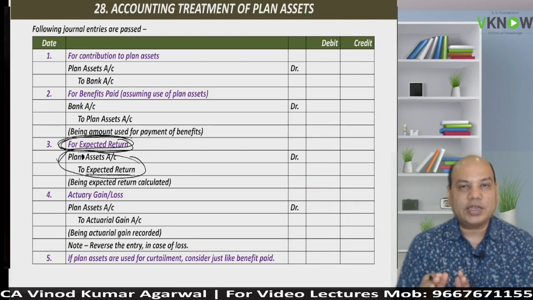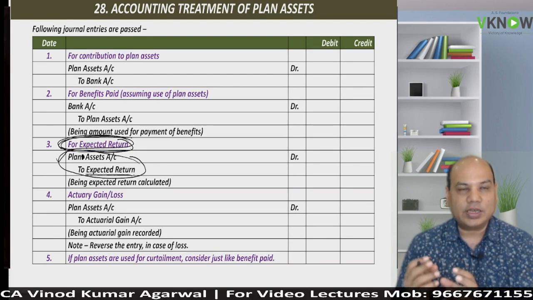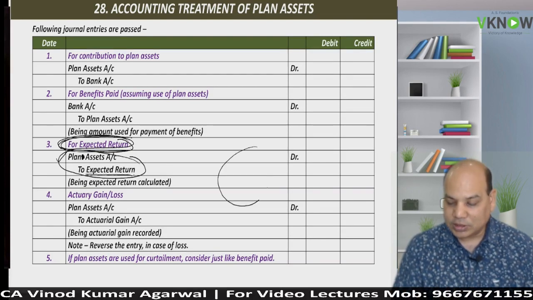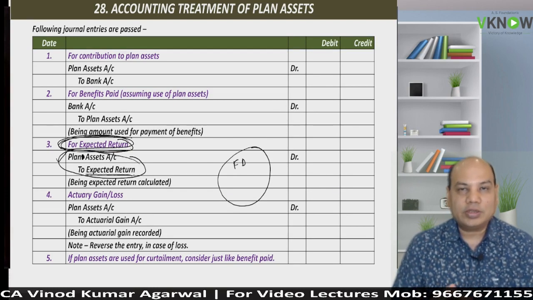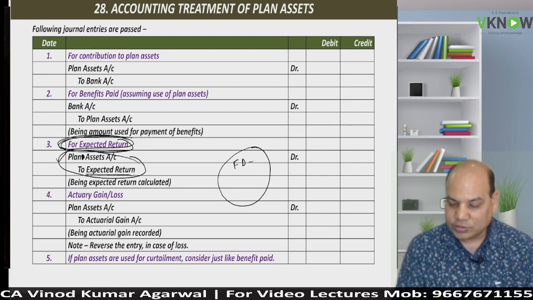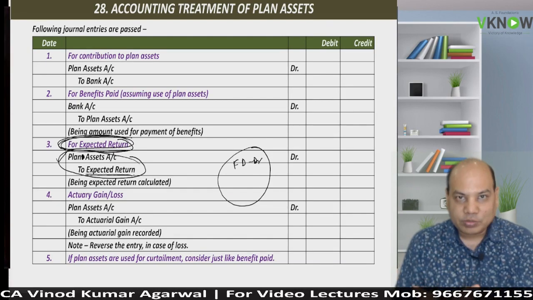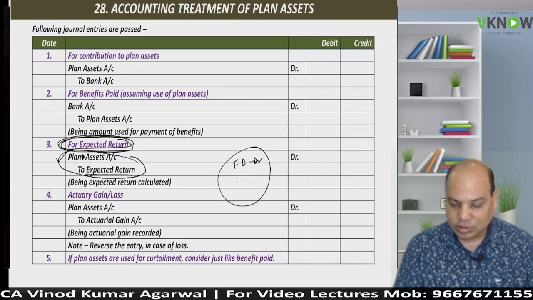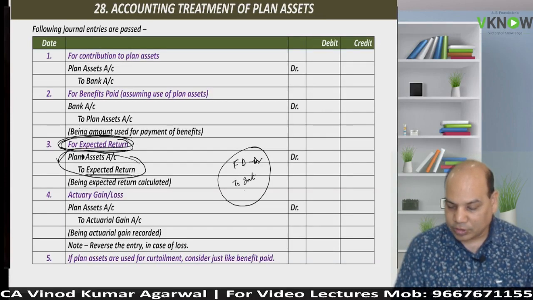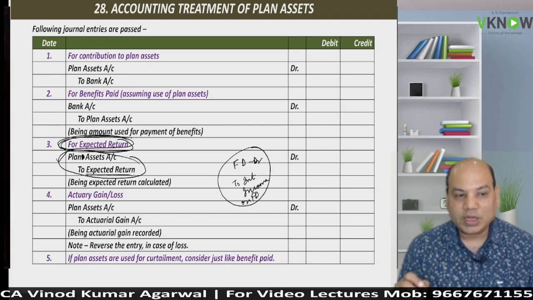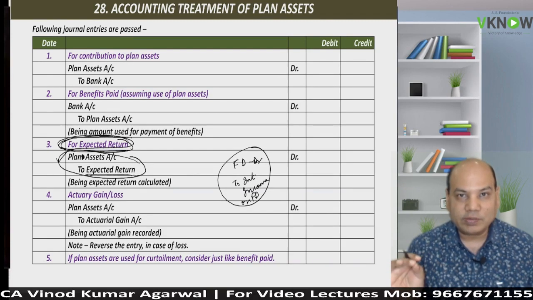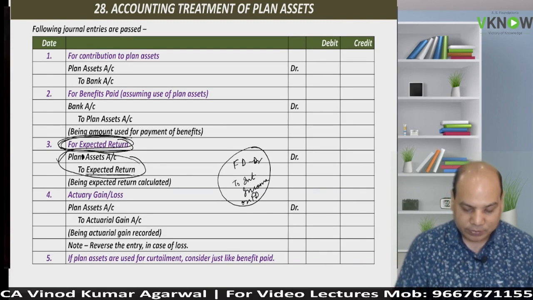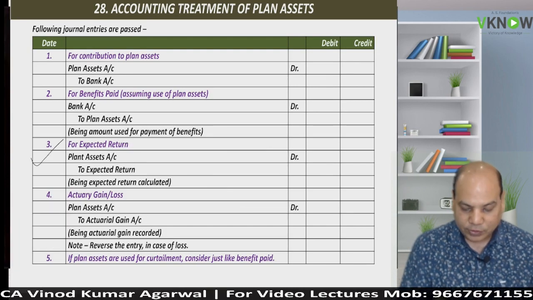It is like the entry for interest accrued. Suppose your parents have invested in a bank FD. At the end of the year, the interest will accrue. So your parents will increase the value of FD because the interest has accrued, and credit interest income on FD. This is how you will pass an entry for interest income on FD which has accrued, but you are not receiving the payment now, you are receiving the payment later. Okay, so that is the entry for expected return.